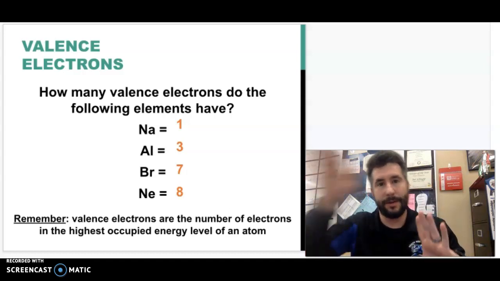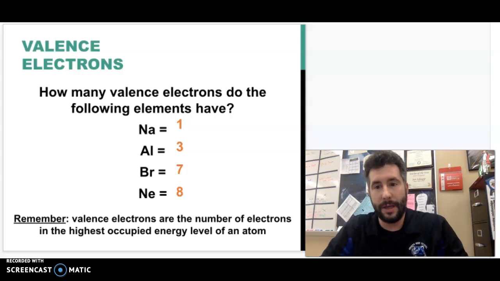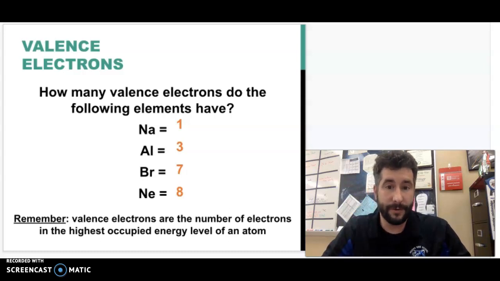So on that Bohr model, it was the outermost one, the ones that had the highest energy level. So how many were on that ring? Well, remember for sodium, we said they'd have 1 valence electron. Aluminum would have 3, bromine 7, and neon 8.